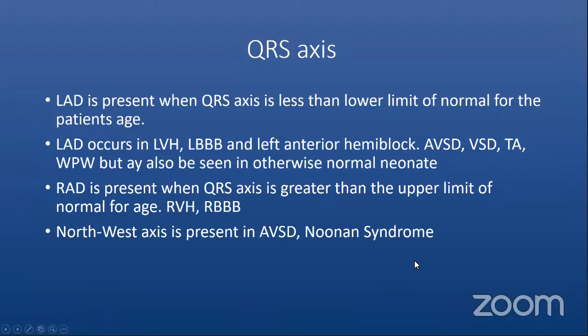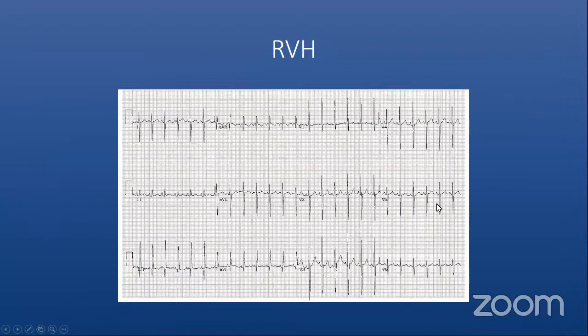So northwest axis is present in Noonan syndrome, very typical that happens in that. So looking at that ECG that shows you right ventricular hypertrophy, because look at that axis, mainly negative, so it's in the right lower quadrant. And then look at the R forces in V1, they are quite tall. So in the neonate, basically anything more than 25 millimeters during the first week of life tells you about the right ventricular hypertrophy.